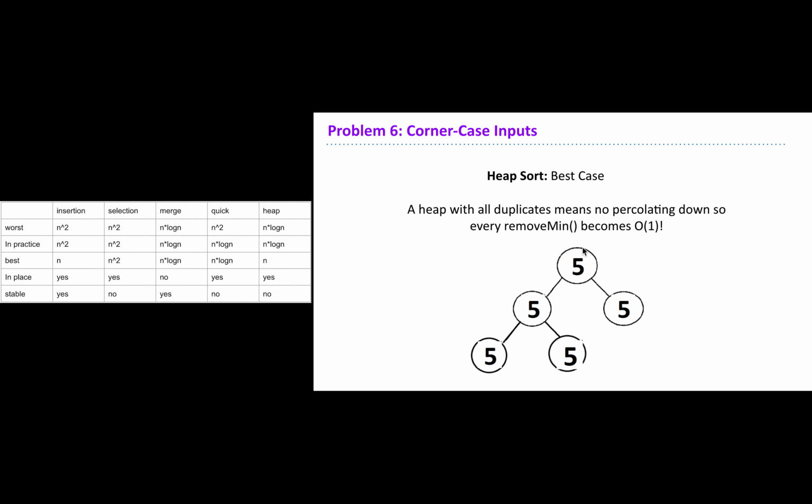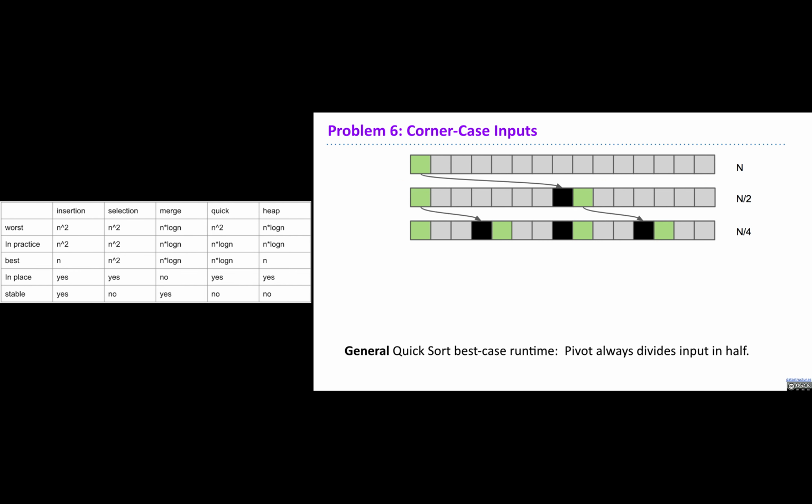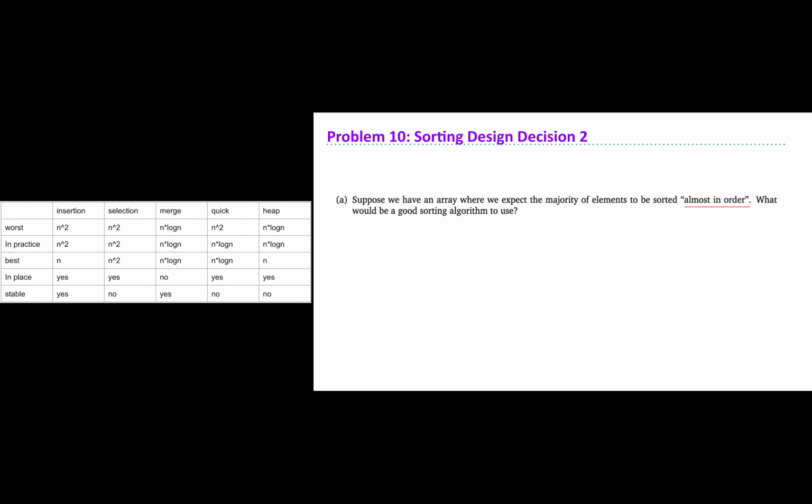So let's go back here. Again, there's a lot of stuff in the slides. You can totally take a look at all this other stuff as well. But we'll start off with these sorting design decisions, and we'll start with A, where we say, suppose we have an array where we expect the majority of elements to be sorted almost in order. What would be a good sorting algorithm to use? In this case, we don't have that much information about the scenario. One of the really important parts is that the majority of elements are sorted almost in order. Since this is the only information we have about this scenario, we probably want to use this in our answer somewhere, right?